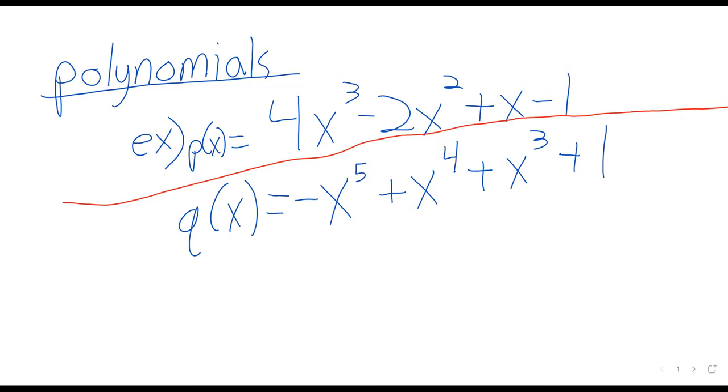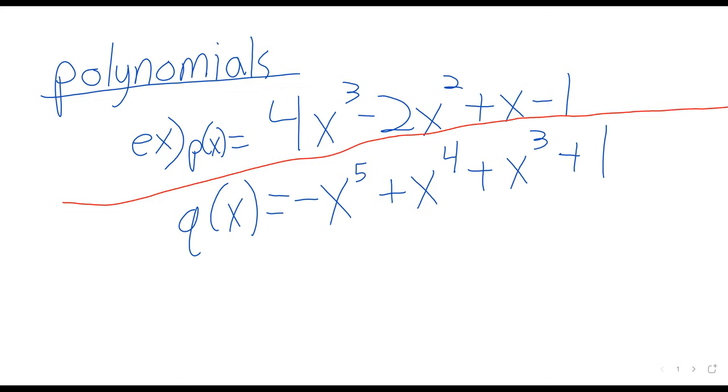But that's fine. I mean, think about quadratics. I say that a quadratic is ax squared plus bx plus c, but 2x squared plus 1 is still a quadratic. It's missing the b term, that's okay. 3x squared minus x is still a quadratic. It's missing the c term, that's okay. We can have missing terms.